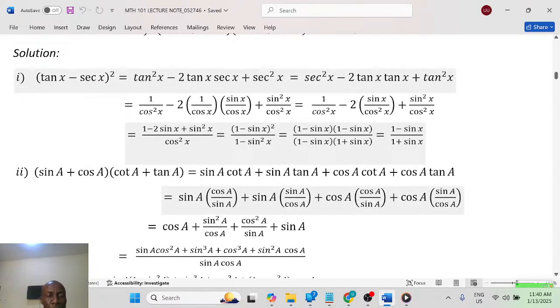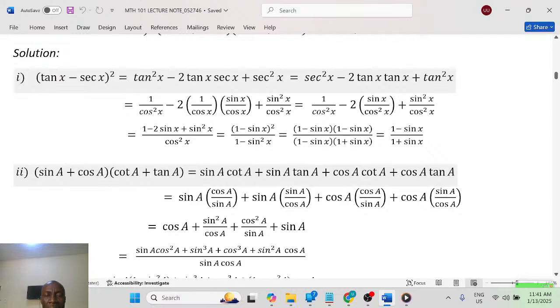(Sine a plus cos a), bracket close, (cot a plus tan a) equals sine a cot a plus sine a tan a plus cos a cot a plus cos a tan a. Now what we are doing here is that we are using this sine a to multiply cot a. We are using this sine a again to multiply tan a. We use cos a to multiply cot a. We now use cos a to multiply tan a. That is what led to what we have on the right hand side.